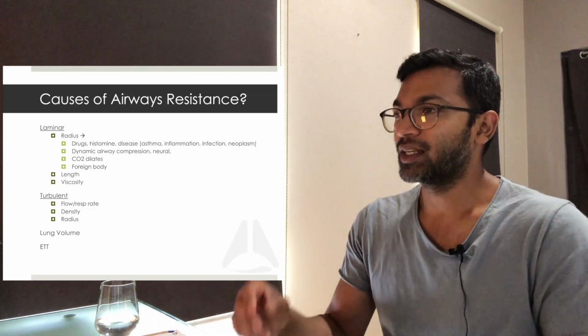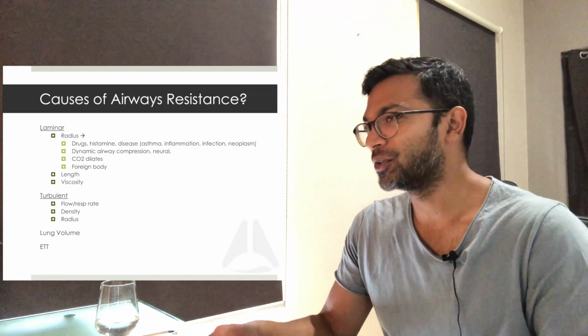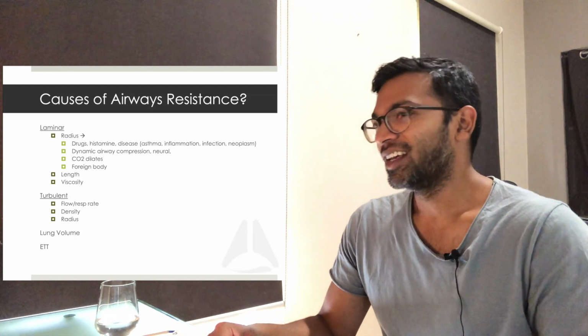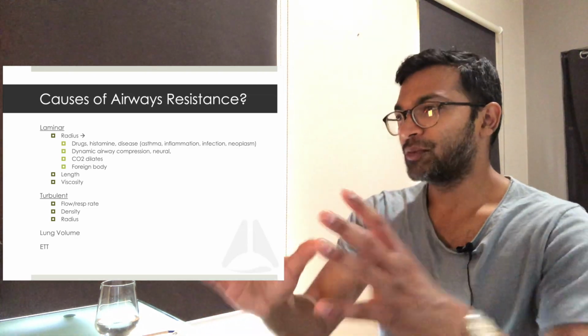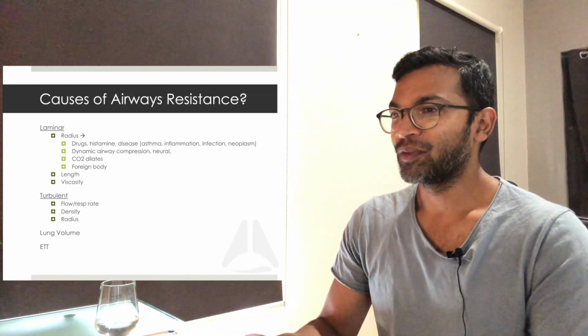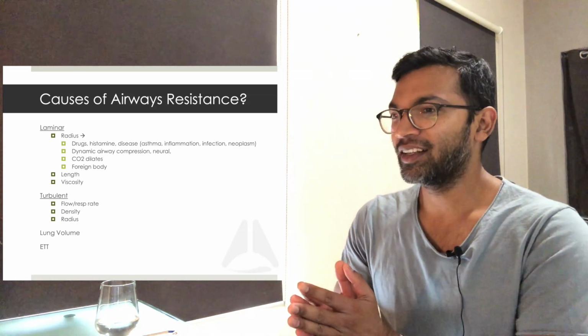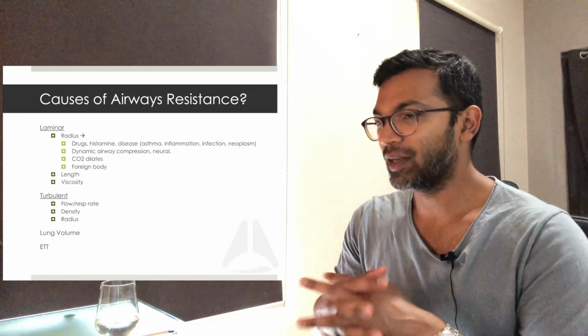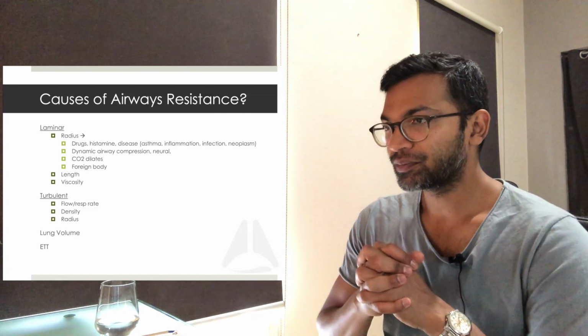And then finally, I went to, but turbulent flow has different rules to laminar flow. So at that point, this is what I ended up with: laminar and turbulent, where for laminar I talk about Hagen-Poiseuille, and then I've got other factors like lung volume and the ETT as well.